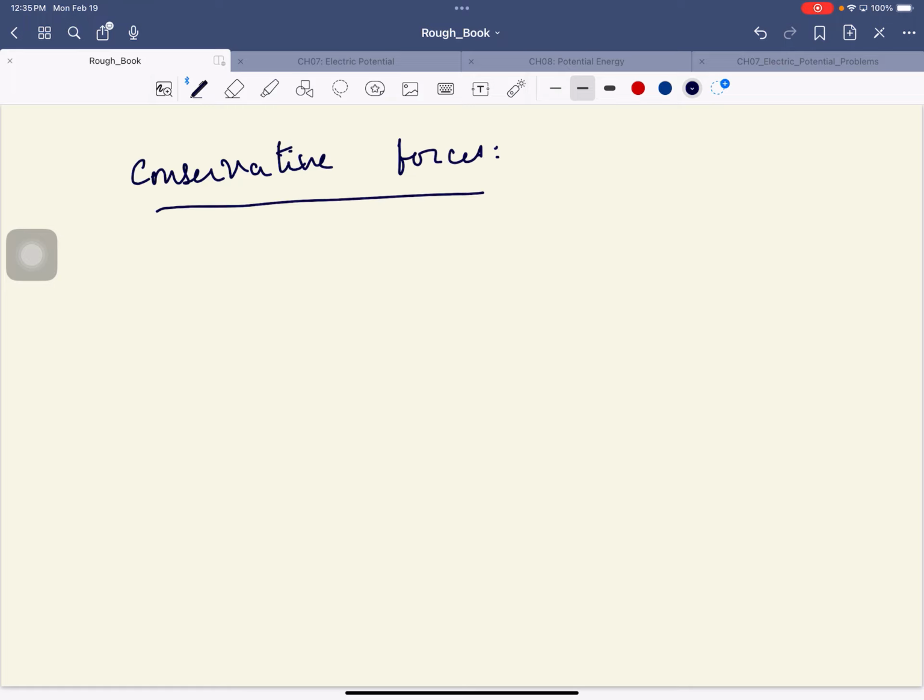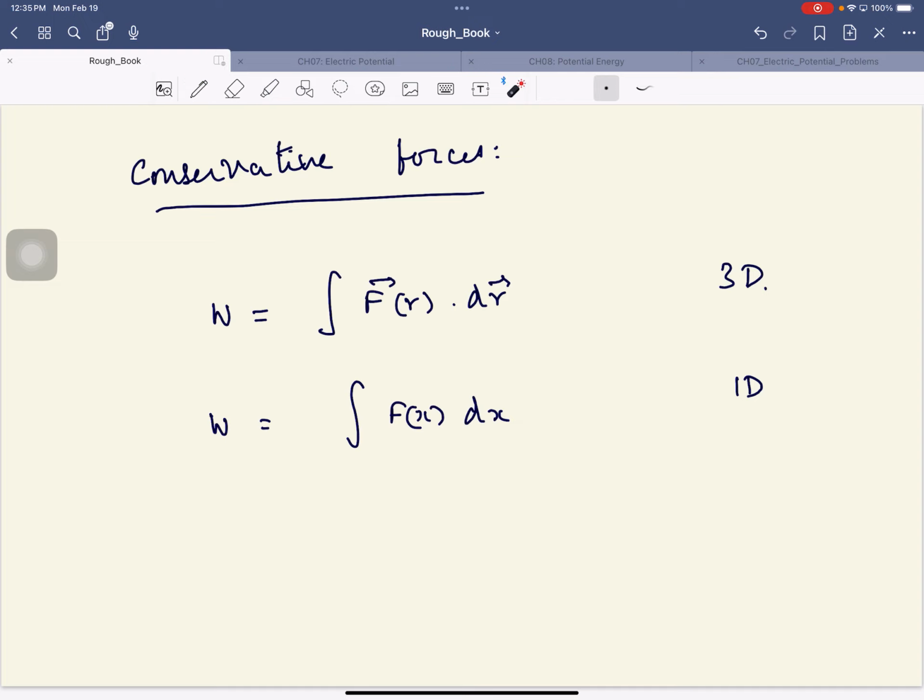What are conservative forces? The work done by any force is given by this line integral. This is in 3D, the general expression, and we'll do it in 1D. The work done by a force is given by that integral. All right, so 1D in a straight line.